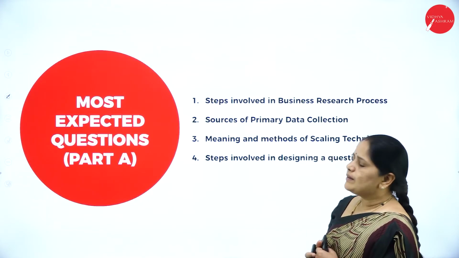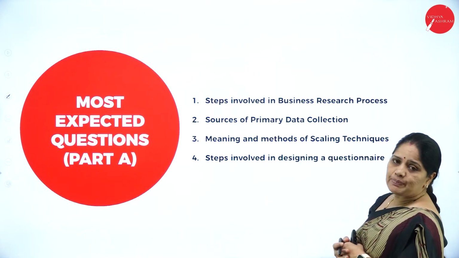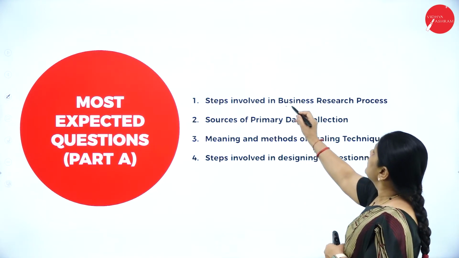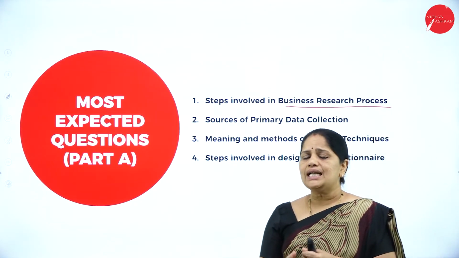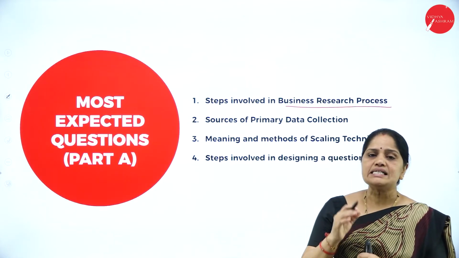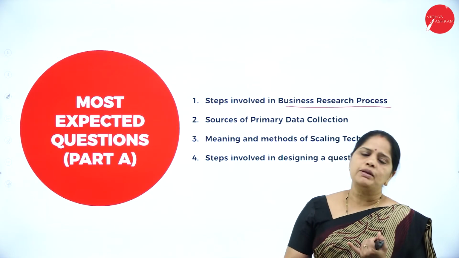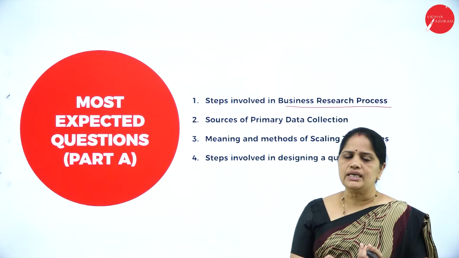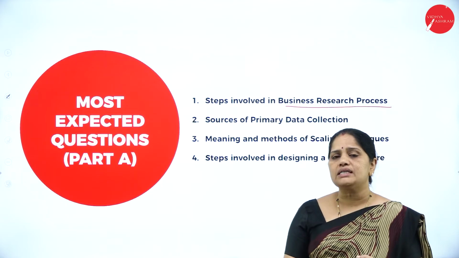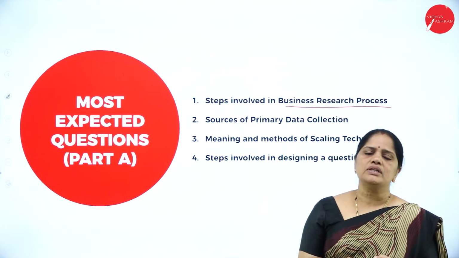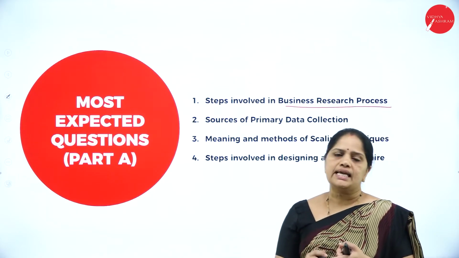Then next, the most expected questions. In part A, what are the most expected questions here? Steps involved in the business research process. Here they will usually ask a question based on the business research process. Now what is the actual process of research? First is problem identification, then we decide to take up the research, then we decide what kind of research, the research design, and then the methods of data collection, whether we go in for primary data or secondary data.